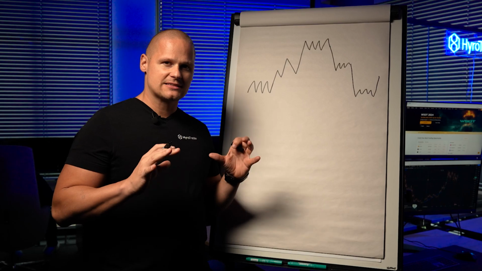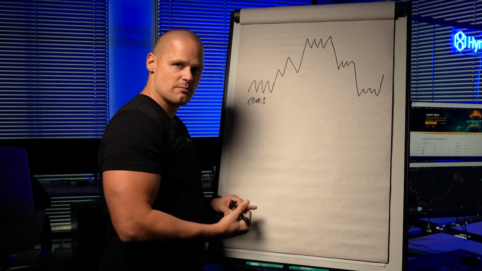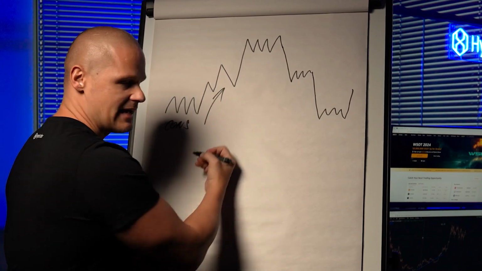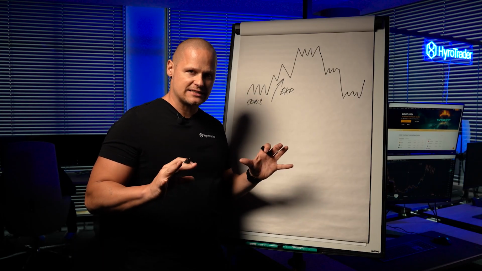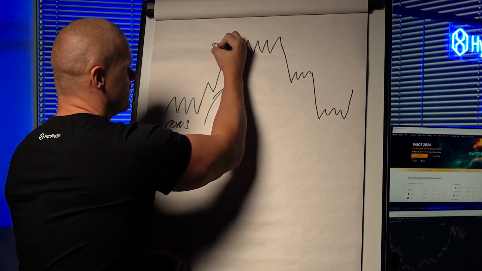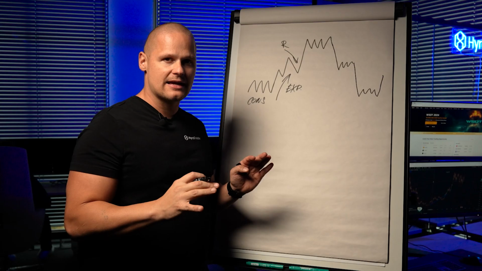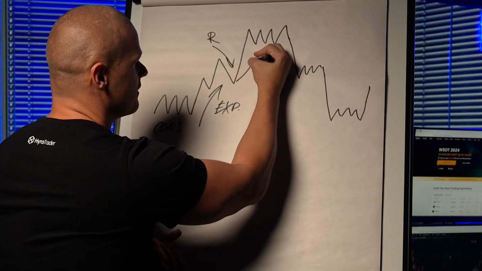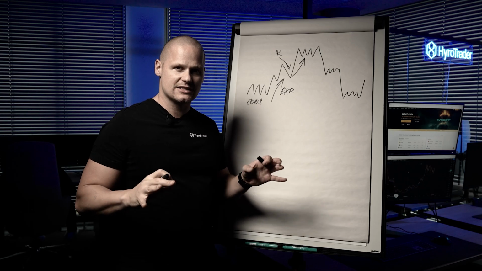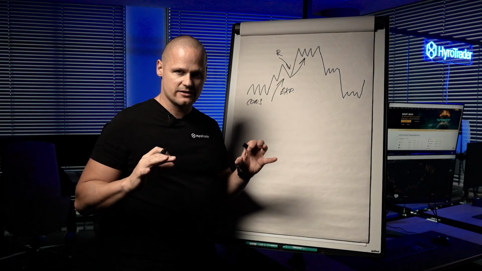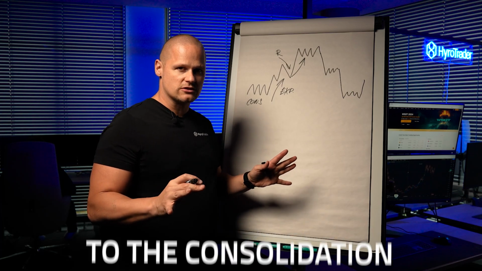So as said, price is always in the consolidation before we get expansion. After the expansion we can get retracement. And after the retracement, there is always again expansion. Later in this video, I will show you how you know that this is just a retracement and not a reversal yet. And again, after the expansion, we can go to the consolidation.